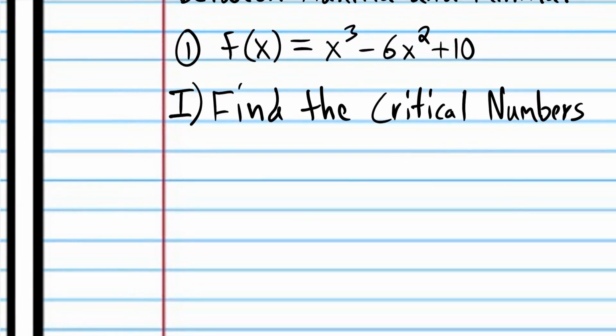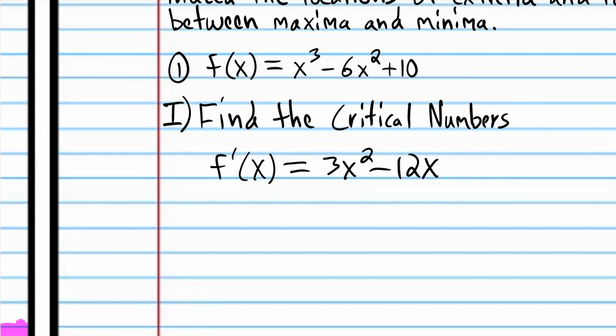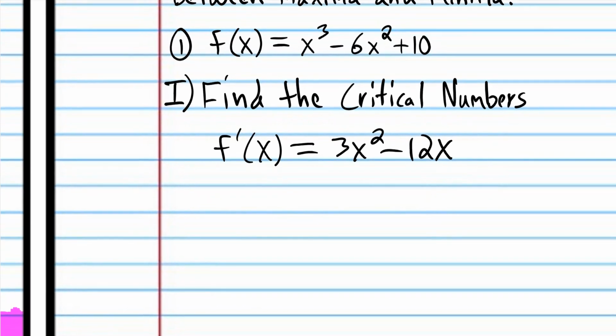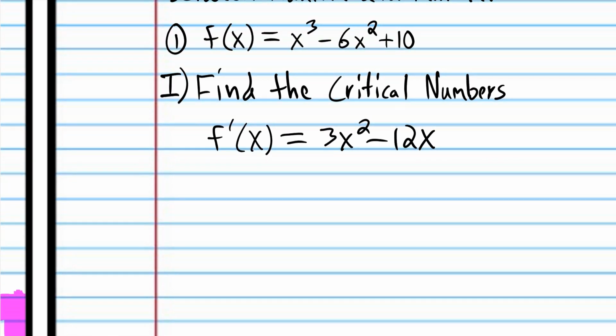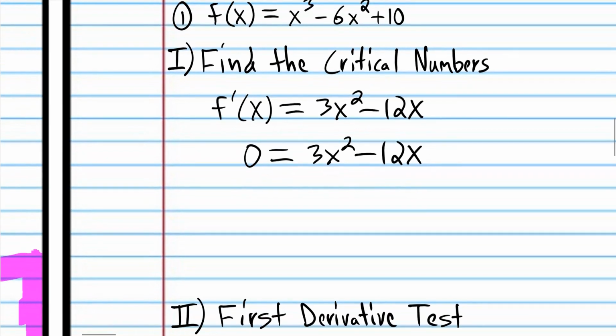But again, what are critical numbers? Critical numbers are where the derivative is equal to 0 or undefined. So first we have to find the derivative. So that's the derivative. That's what we've been learning to do, is find the derivative in the last 5, 6, 7, 8 weeks. So now, remember, critical numbers are x values that make the derivative 0. So I'm going to set the derivative equal to 0 and then find those critical numbers.